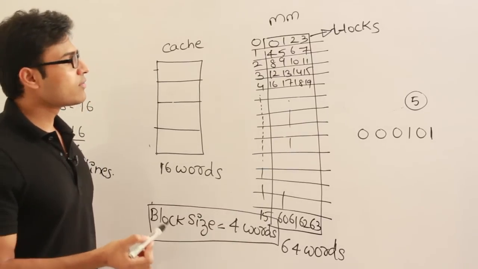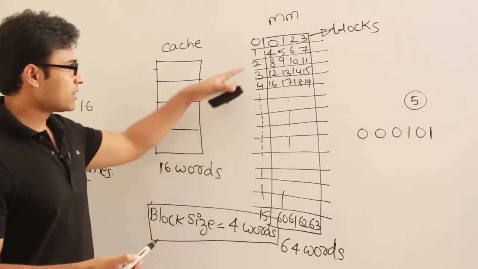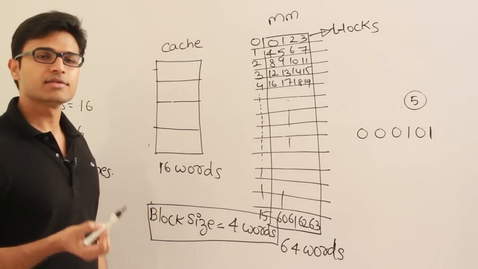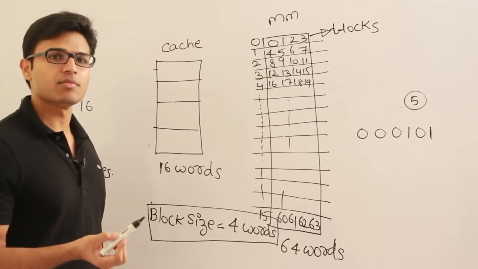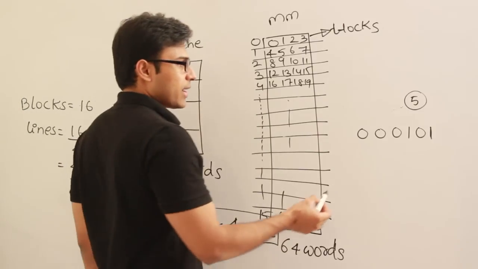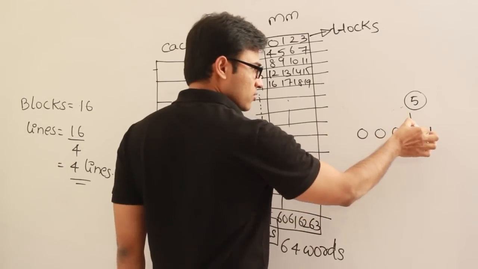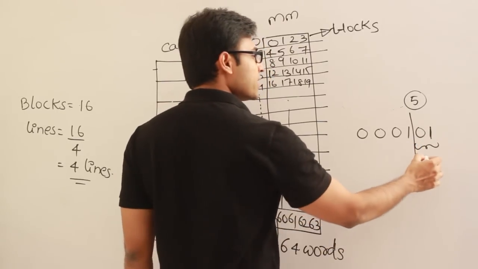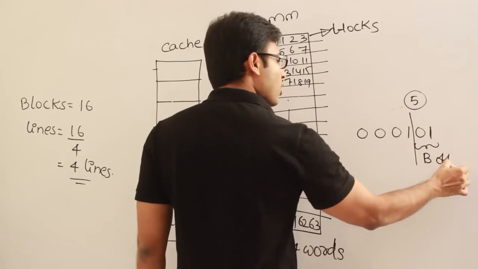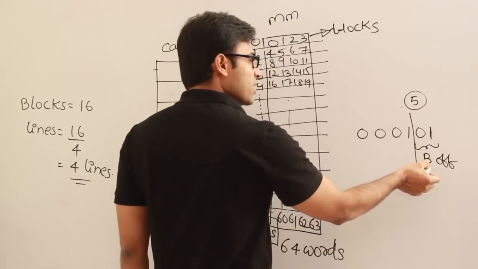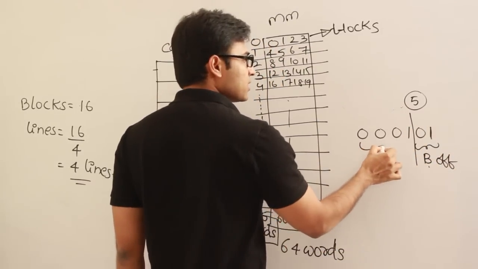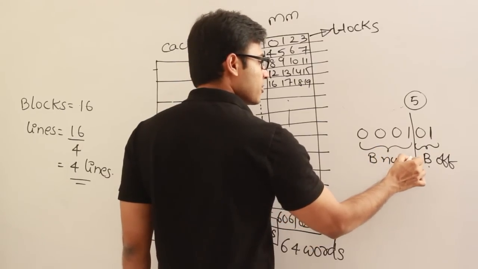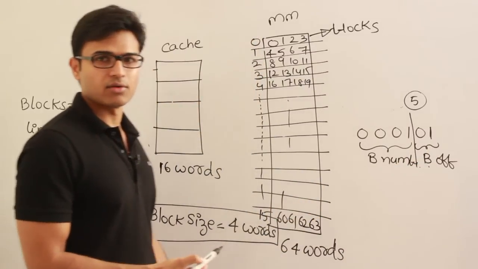Now how to get the word number 5? Since it is divided like this, see how many blocks are there? 16 blocks. And what is the size of each block? 4. Therefore, I can divide the entire address into 2 parts. The least significant 2 bits is going to give you something called block offset. Block offset means what is the word within the block, and the most significant 4 bits is going to give you something called block number. Block number means what is the block in which I should look.